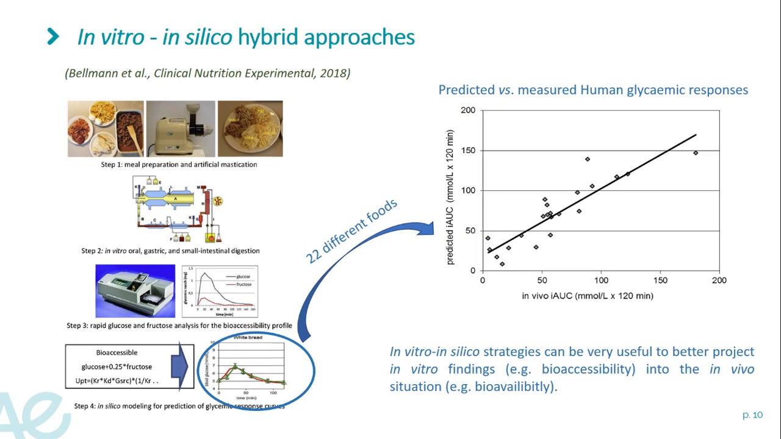So they did that for 22 different foods, and as you may see, there is a very nice correlation between the predicted and measured human glycemic response for those foods. So this clearly shows that in silico strategy can compensate for some in vitro approximation. They can even extrapolate some in vitro findings into the in vivo situation. And so these examples are for starch, but probably we can expect that a similar procedure for lipids and proteins could be very useful in the future.